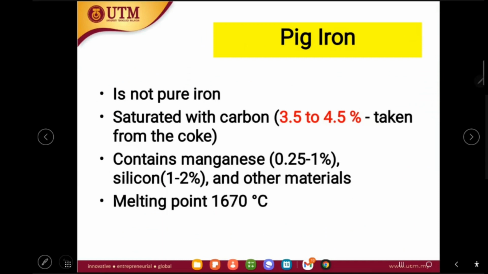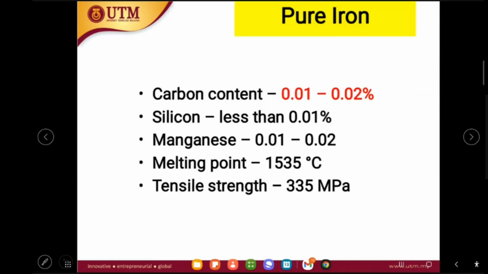And then pig iron actually is not pure iron, like I said, because it is saturated with carbon, which is about 3.5 to 4.5%, taken from the coke. It also contains manganese, ranging from 0.25 to 1%, and silicon 1 to 2%, and other materials or impurities. The melting point is about 1,670 degrees Celsius.